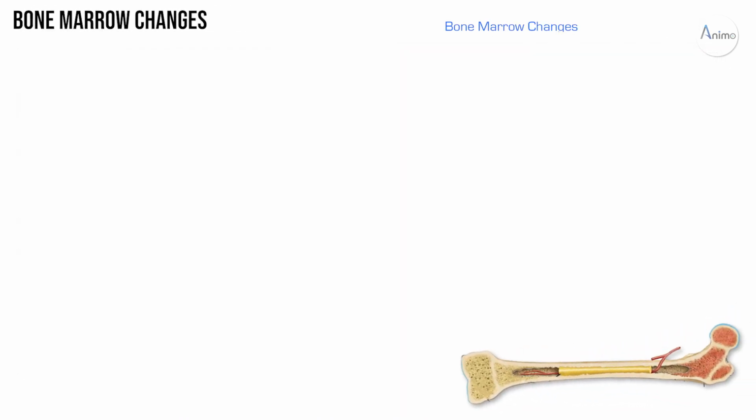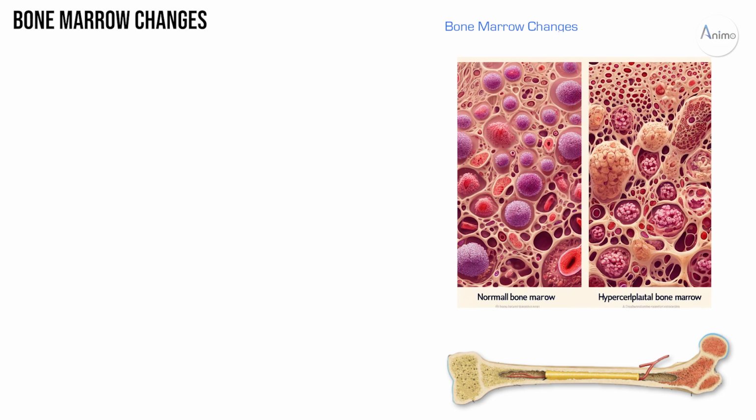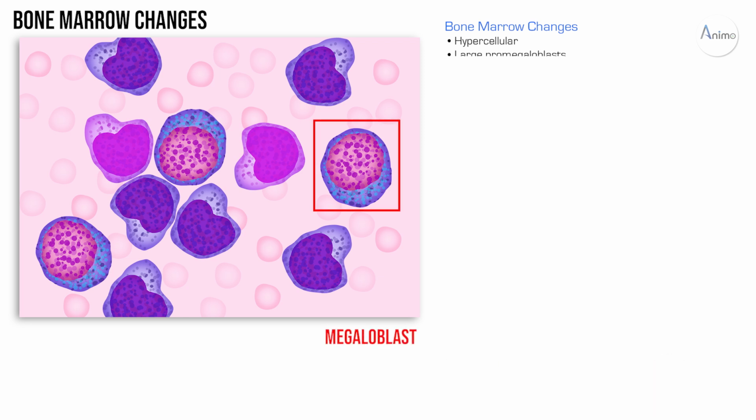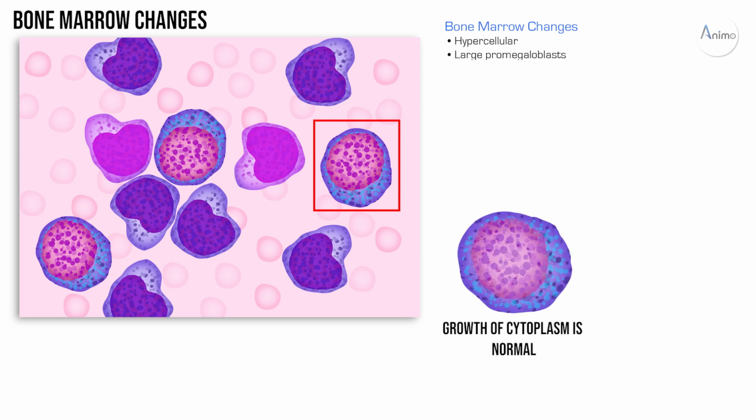Now let's discuss the bone marrow changes. The most important feature is that the bone marrow shows hypercellularity because there is anemia undergoing. There is increased formation of precursors of normal RBCs, which are called megaloblasts. These are called megaloblasts because mega means it is a large cell and blast means these cells are still in their immature form, which is the blastic stage. So these are megaloblasts. The growth of the cytoplasm is normal because vitamin B12 deficiency or vitamin B9 deficiency doesn't affect the cytoplasmic growth, but the differentiation of the nucleus is affected.